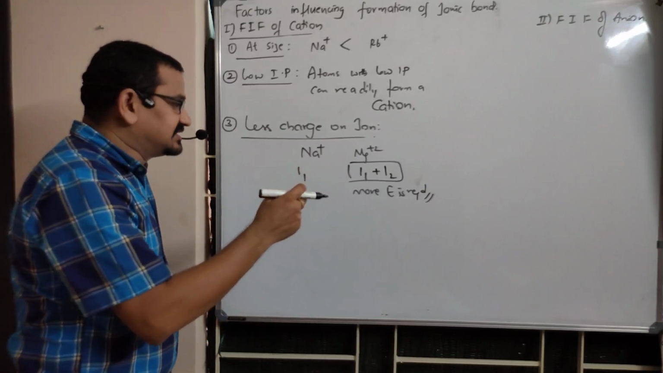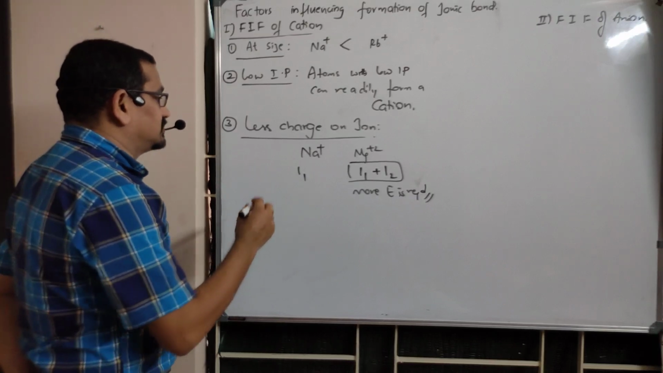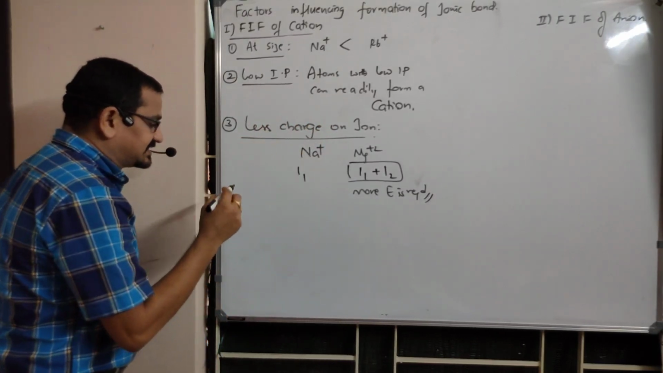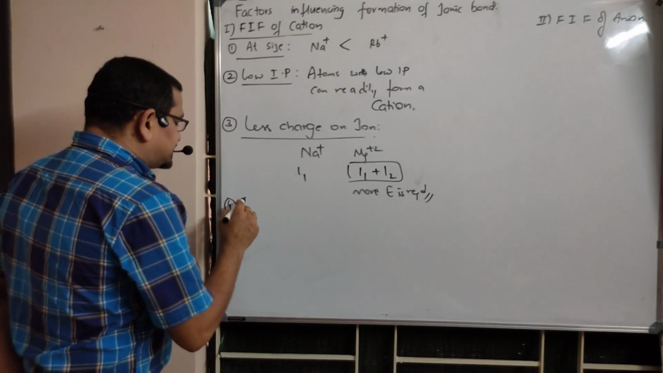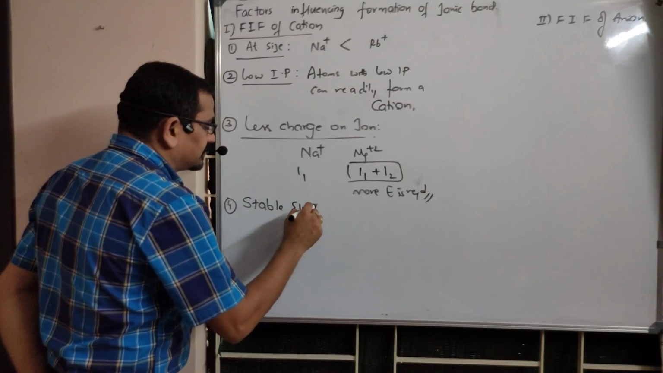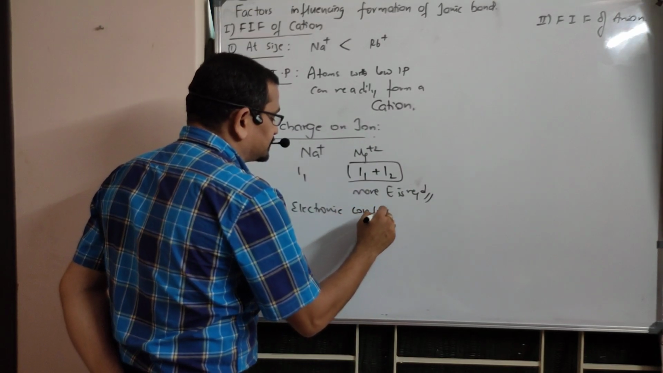I think you followed this one. Less the charge, easier is the formation of such a cation. So less charge on the ion, easier is the formation. That is the next factor. And the next factor is stable electronic configuration.